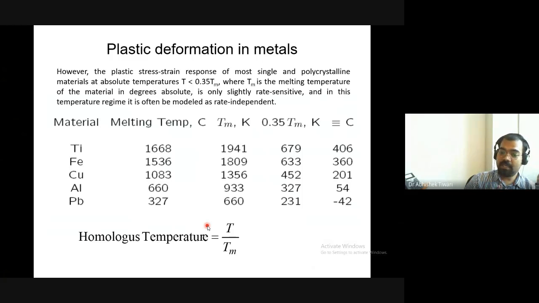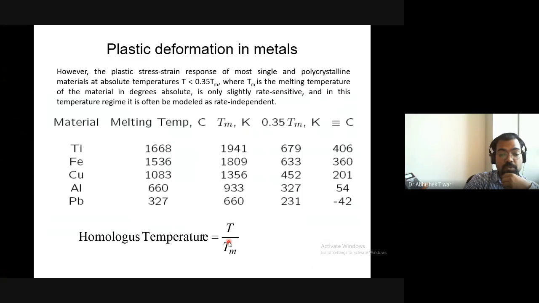This can only happen because there is too much energy barrier for them to combine and then to go to another plane and then start moving again. It requires some amount of energy which is available at higher temperature but not available at lower temperature. So the creep deformation is described in terms of homologous temperature, because 100 degrees Celsius or 200 degrees Celsius is not too much for a steel, but it is a very high temperature for lead or aluminum.